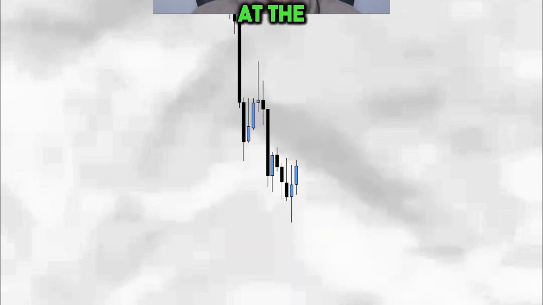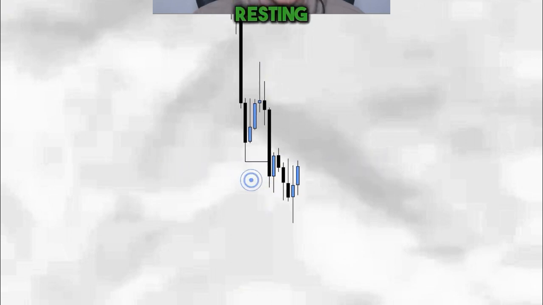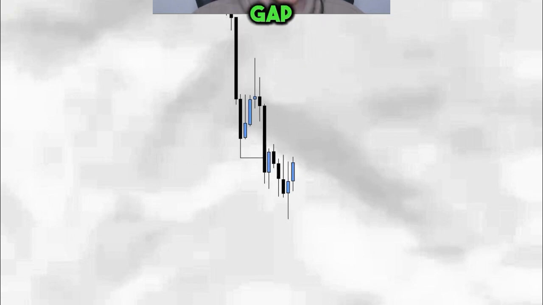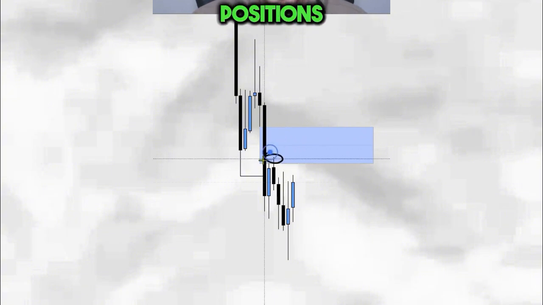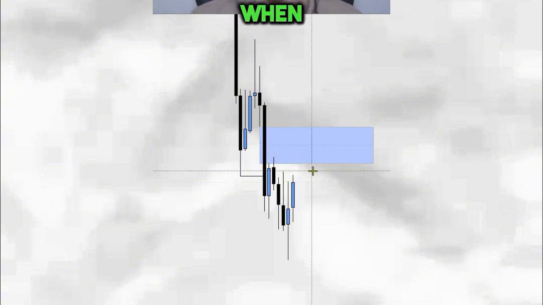Right now, I'm looking at the 5-minute time frame. As you can see, we have swept sell side liquidity, which was resting in the market right here. As well as the sweep on liquidity, we have now created this 5-minute bearish fair value gap. With this bearish fair value gap, most ICT traders probably look for short positions from this point here in the market when price action is coming into this bearish fair value gap.